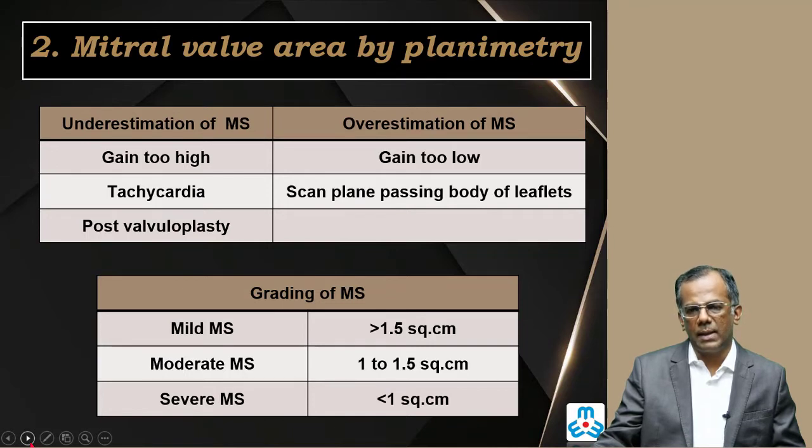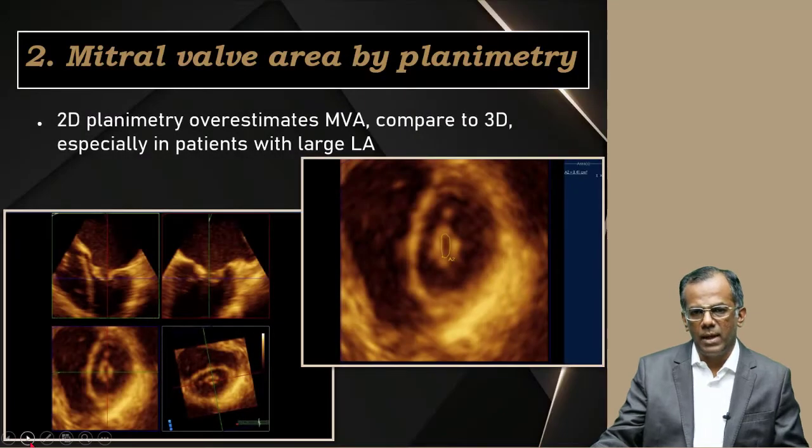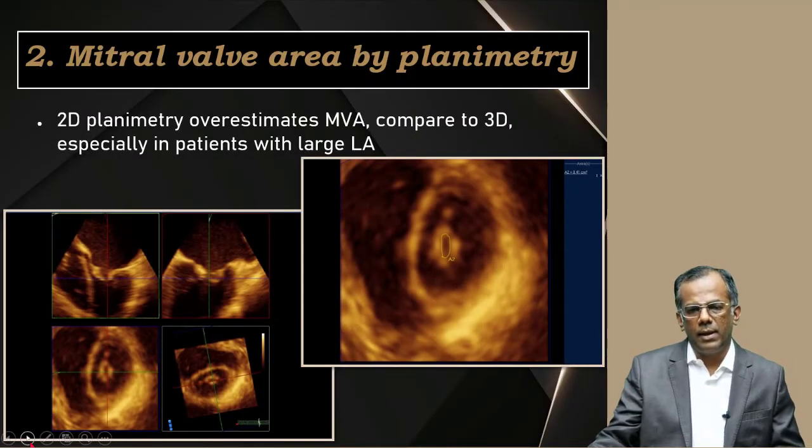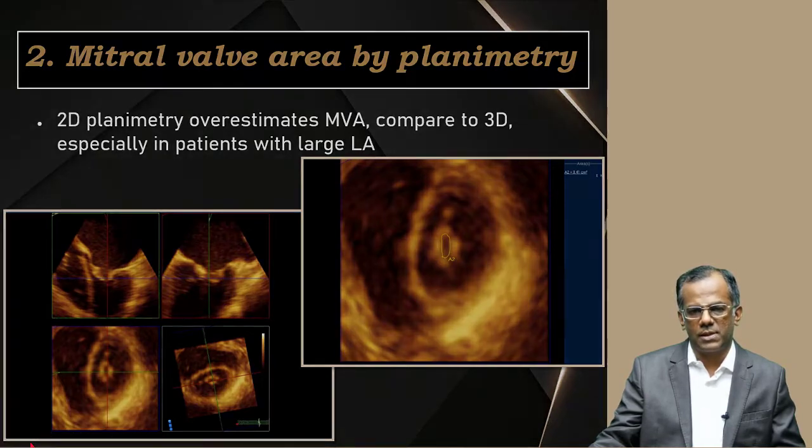And you can overestimate MS if the gain is too low or if the scan plane is passing through the body of the leaflets. Grading of MS can also be done by planimetry, and any area less than 1 square centimeter is severe mitral stenosis. Mitral valve area can also be planimetried by 3D multiplanar reformatting, and this is more accurate than 2D mitral valve area planimetry. 2D planimetry overestimates mitral valve area compared to 3D, especially in patients with large left atriums.